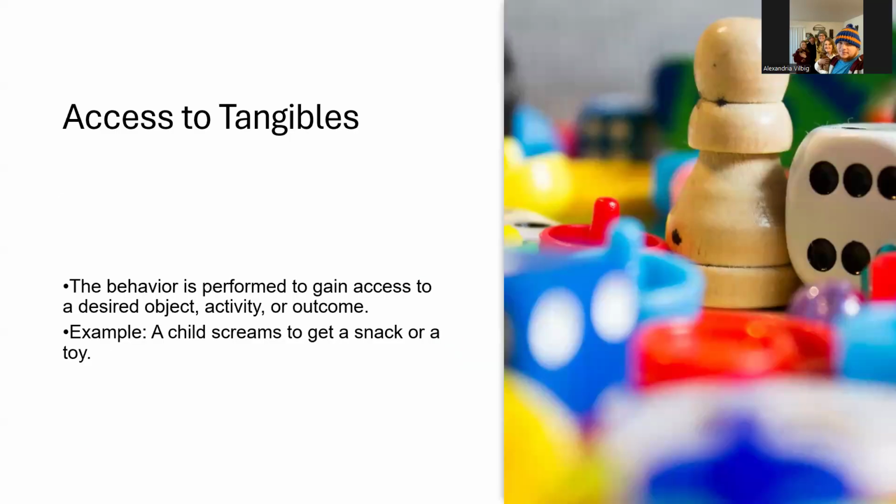The third function is access. A lot of times they call it access to tangibles, but sometimes this can be access to an activity or a place. It does technically fit into the tangible category, but I like to just say access. I think it's a little easier, a little more straightforward. Basically, the access function is any behavior that is performed to gain access to a desired object, activity, or outcome. So a child screams to get a snack, or even just simply asking, "Can I have a snack?" The function of that behavior would be access.